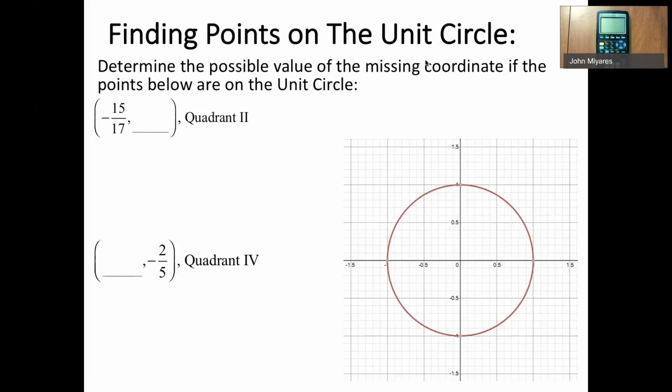In the first one, you're told x equals -15/17 and you want to solve for y. In the second one, you're given y equals -2/5 and you want to solve for x. To do this, you'll plug the given numbers into the equation x squared plus y squared equals 1, then solve for the missing variables. Why don't you pause this video and give these a try on your own?